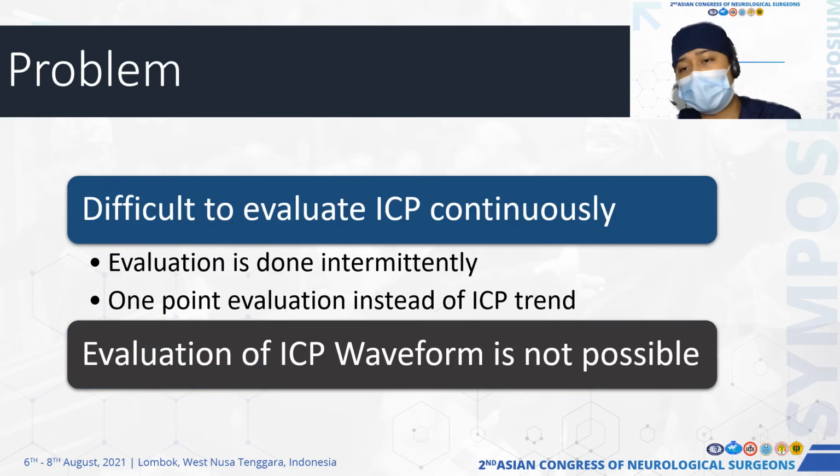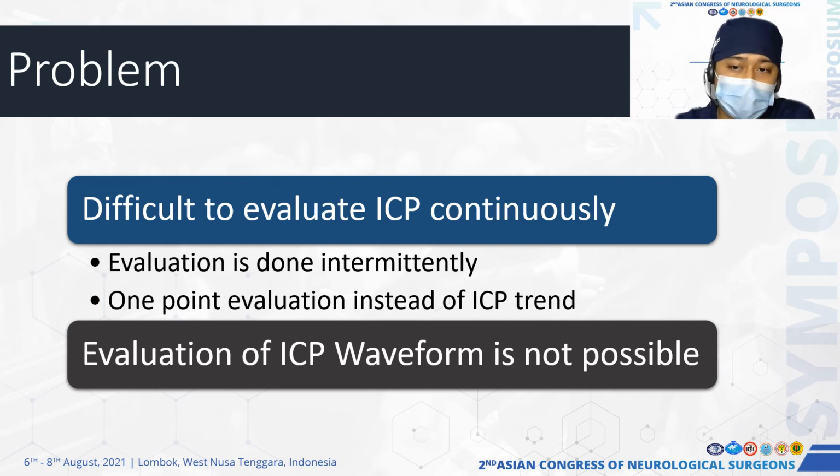And the problem when using this kind of custom-made ICP monitor, being a relatively cheap option as an ICP monitor, is that it is really difficult to evaluate the ICP continuously. All we can do is evaluate the ICP intermittently, at one point of evaluation, instead of the ICP trend, as we know that we should be able to see the ICP trend instead of just seeing it from one time to the other. And evaluation of the ICP waveform is really not possible using this kind of method.